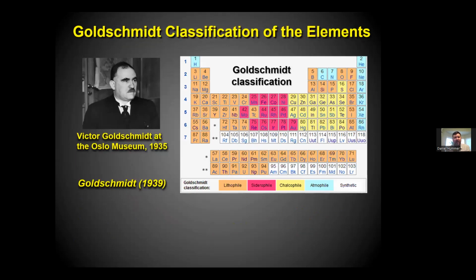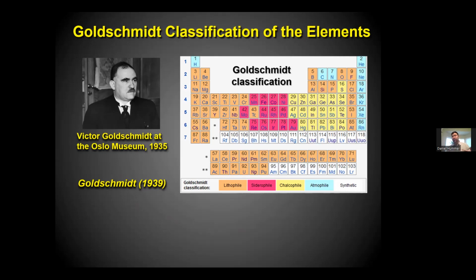And in particular, I was very interested in looking at the quantification of the Goldschmidt classification. Goldschmidt, of course, many of you are probably familiar with. He was a Norwegian geochemist in the early 20th century, and he came up with this classification scheme that is shown on the periodic table there, of how the elements tend to behave in the natural world and what kind of reservoirs they tend to go into. This is something that Goldschmidt himself actually published in 1939.